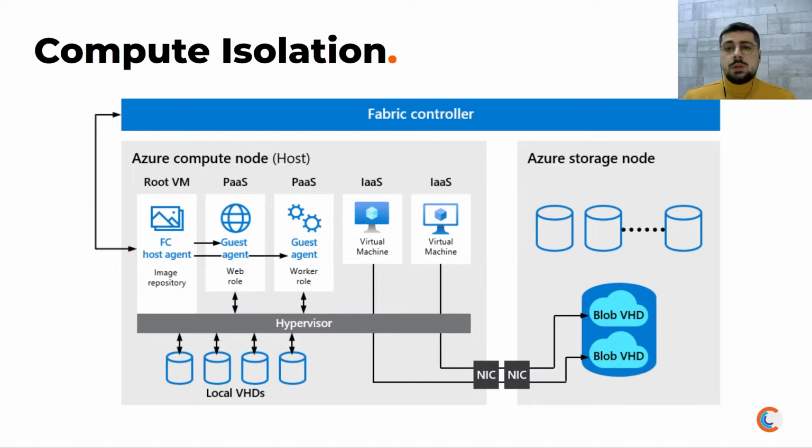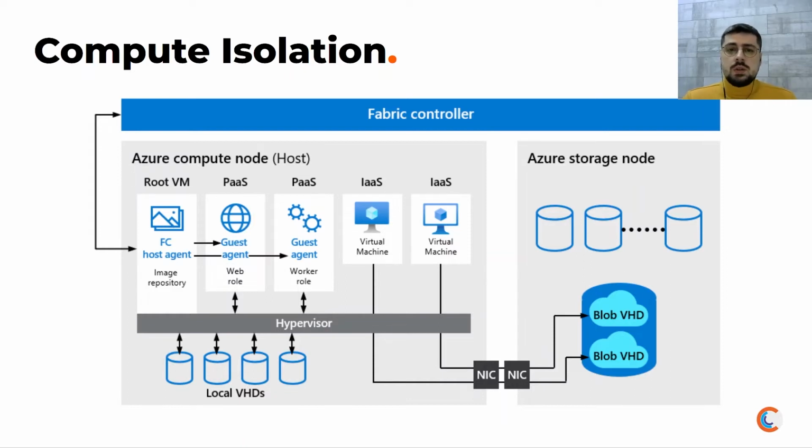Each node has one specific host VM, also known as the root VM, which runs the host OS, a customized and hardened version of the latest Windows Server, which is stripped down to reduce the attack surface and includes only those components necessary to manage the node. Isolation of the root VM from the guest VMs, and of the guest VMs from one another, is a key concept in Azure security architecture that forms the basis of Azure compute isolation.